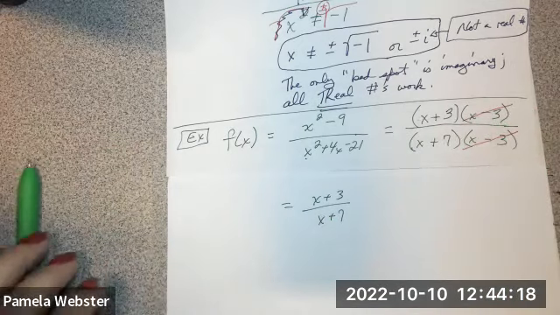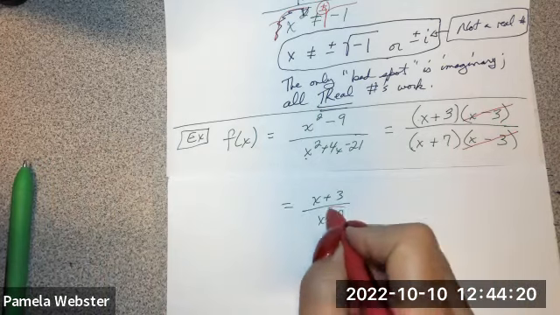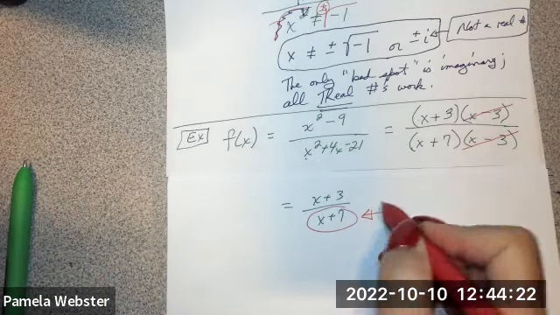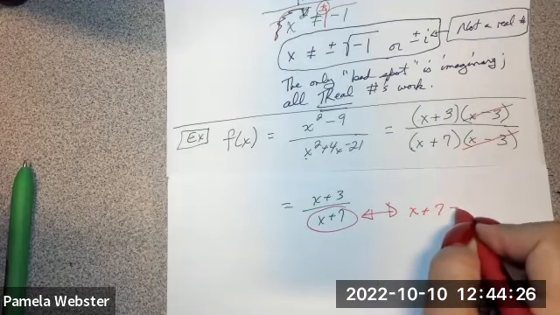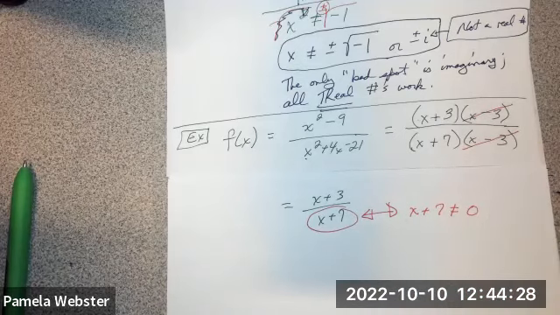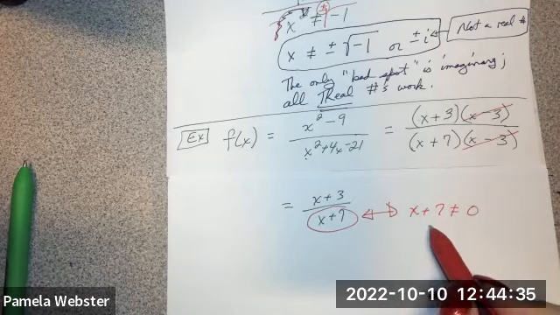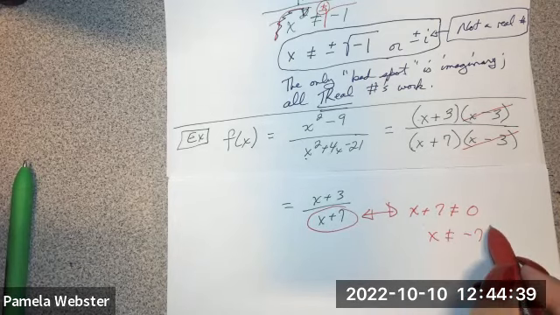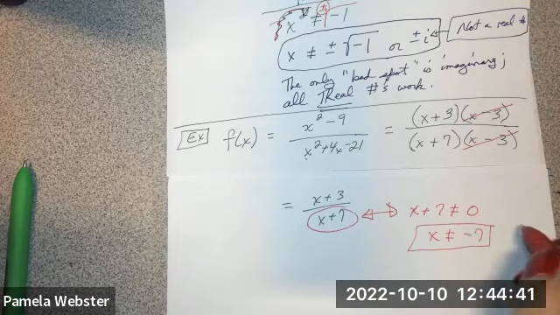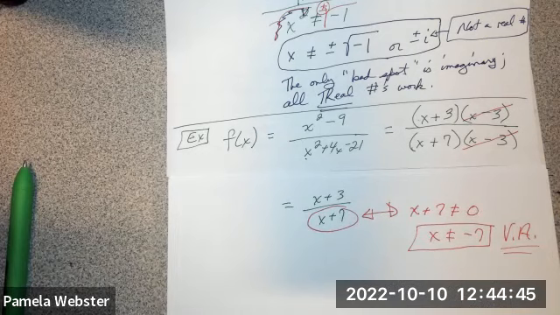But for my vertical asymptote, remember, now that I've got this guy, I need to pull out the denominator and I need to say x plus 7 cannot equal 0. Okay, x plus 7 does not equal 0. So now again, solve for this x, subtract 7 on both sides, x cannot equal -7. This is my vertical asymptote. That's a bad spot, okay?